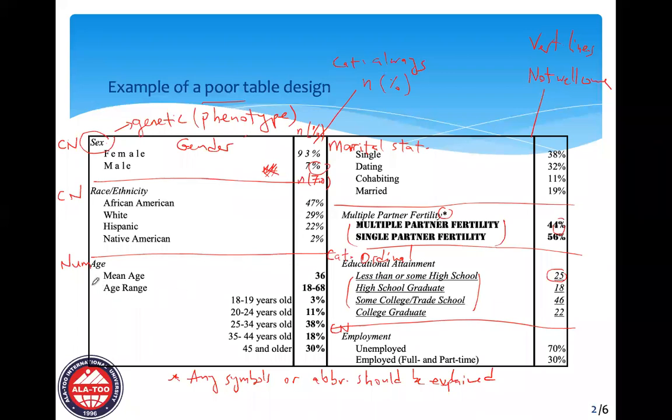Yes, and what about this numerical variable? We have one numerical variable here. The mean age is 36. This is also not okay. Mean should be given with standard deviation.